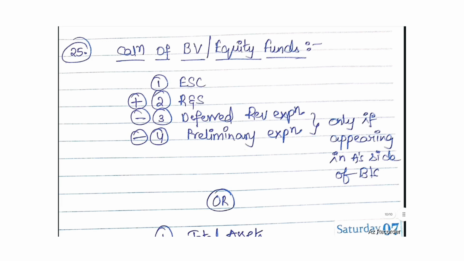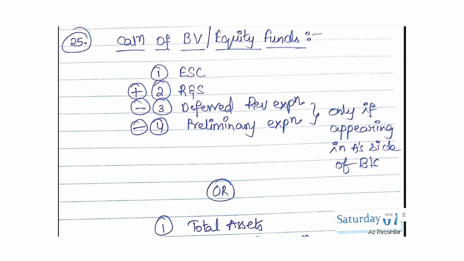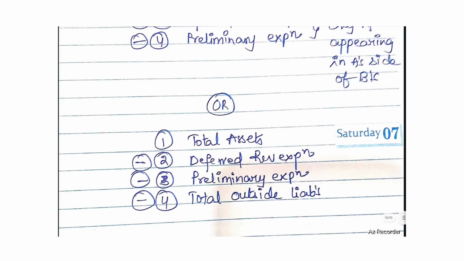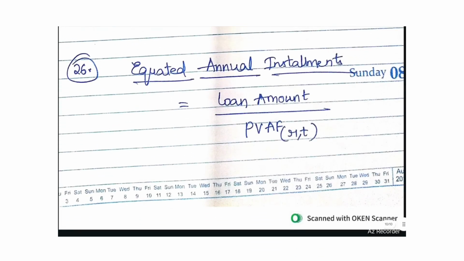How to calculate book value or equity funds? Equity share capital plus reserves and surplus minus deferred revenue expenditure minus preliminary expenditure. Deferred revenue expenditure and preliminary expenditure will be deducted only if appearing on the asset side of the balance sheet. Or, how to calculate book value or equity funds? Total assets minus deferred revenue expenditure minus preliminary expenditure minus total outside liabilities gives book value or equity funds.